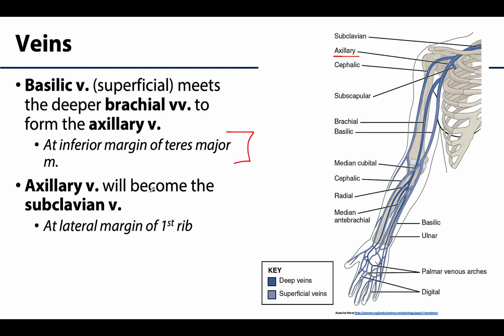As we hopefully remember, the axillary vein will transition into the subclavian vein at the lateral margin of the first rib, and we can recall the rest, with that subclavian vein joining with the internal jugular vein to form the brachiocephalic veins, which coalesce to form the superior vena cava, which we remember drains into the right atrium of the heart.